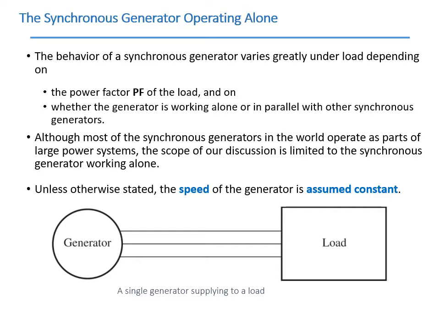In real practice, mostly this generator will work together with other generators as part of a large power system. However, the scope of our discussion is limited to synchronous generators working alone. And for this subsection, unless otherwise stated, the speed of the generator is assumed constant.